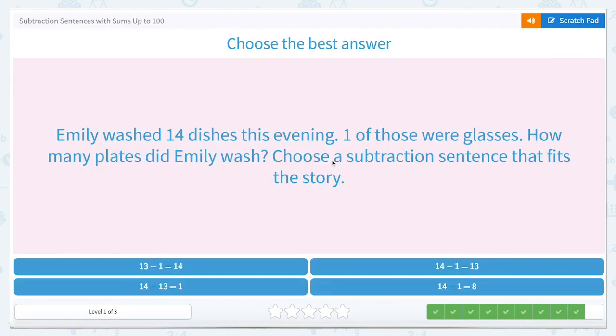All right, last one. We've made it this far. Emily washed 14 dishes this evening. 1 of those were glasses. How many plates did Emily wash? Choose a subtraction sentence that fits the story.